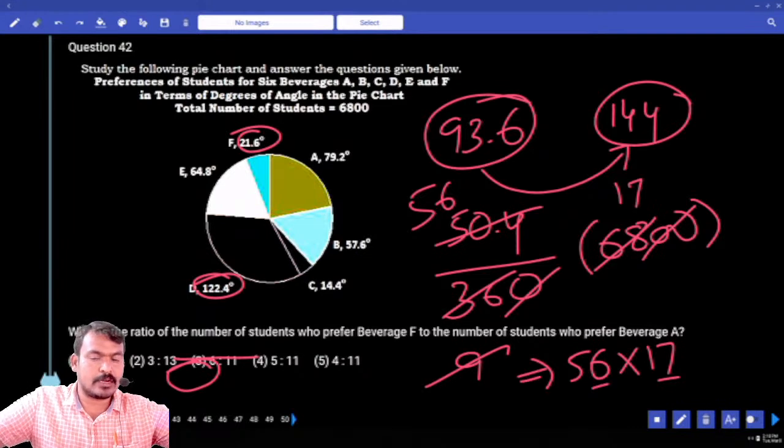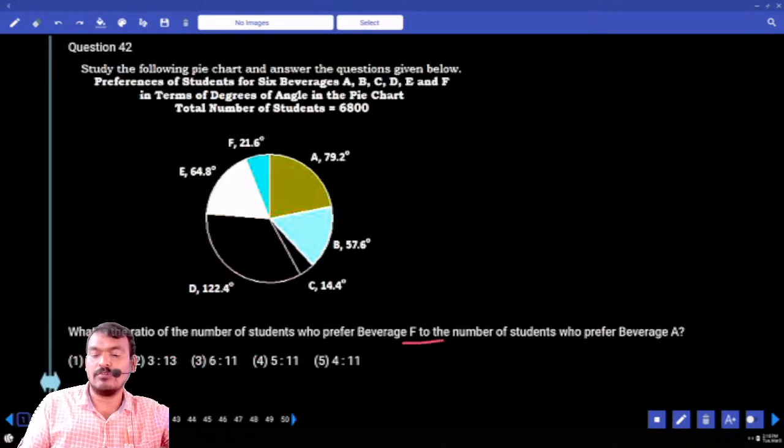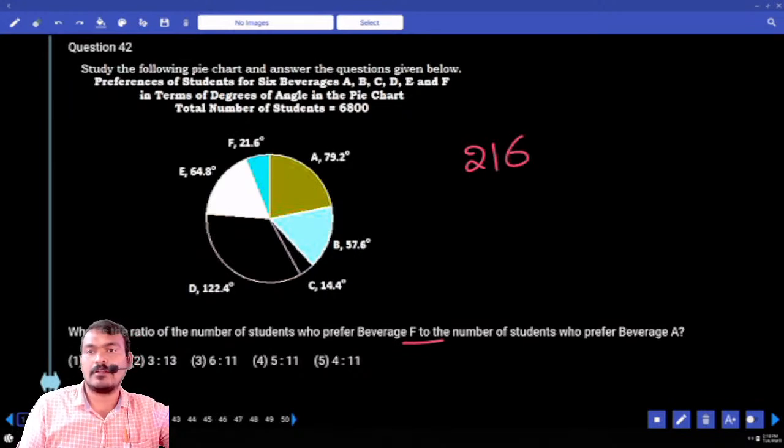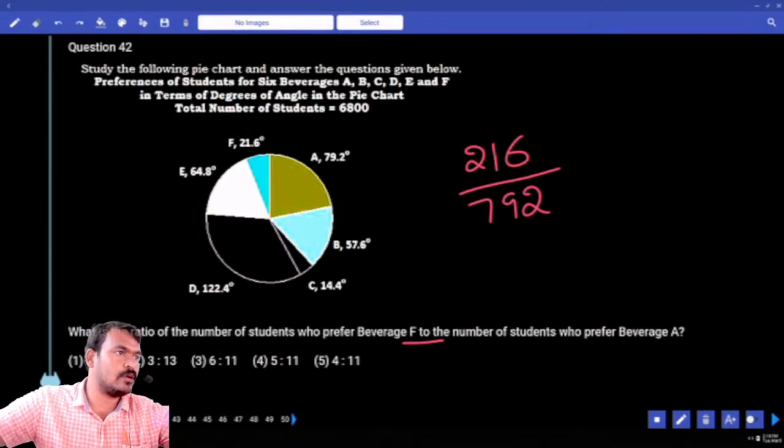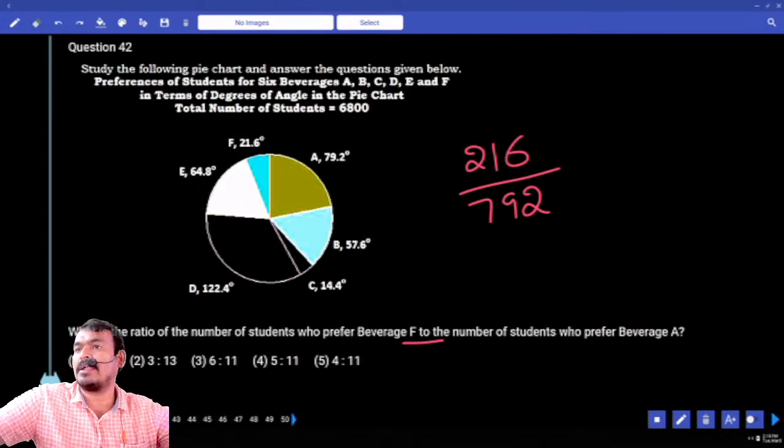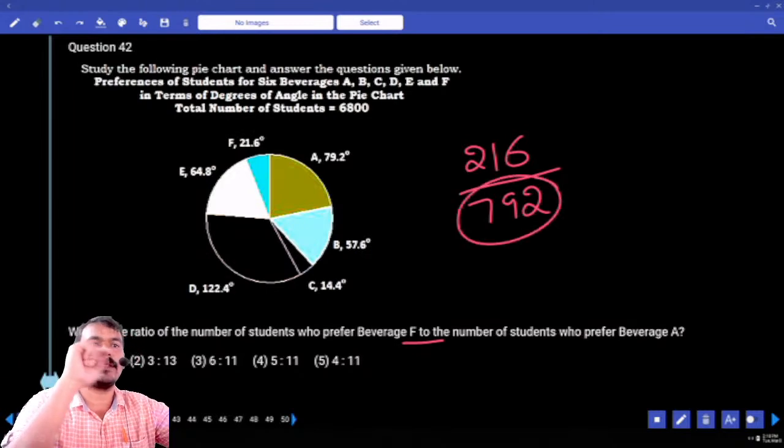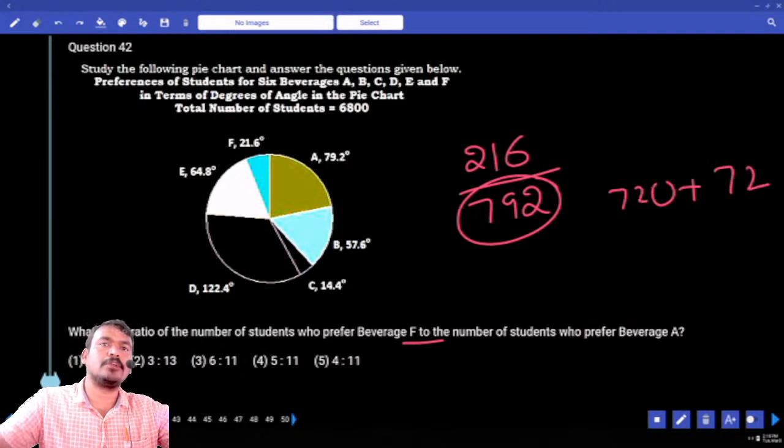Next, question number 42. We required ratio or sum? Ratio. What is the F value? 21.6. What is the A value? 79.2. In this one we write 216 by 792 or not? Ratio is nothing but either A is to B or A by B. 216 by 792. Actually 21.6 and 79.2. 792 means we write 720 plus 72 or not?